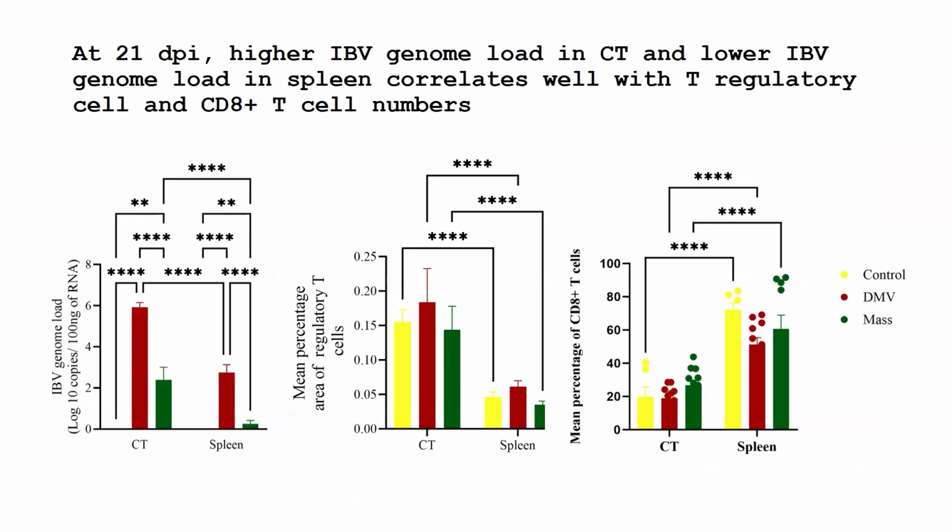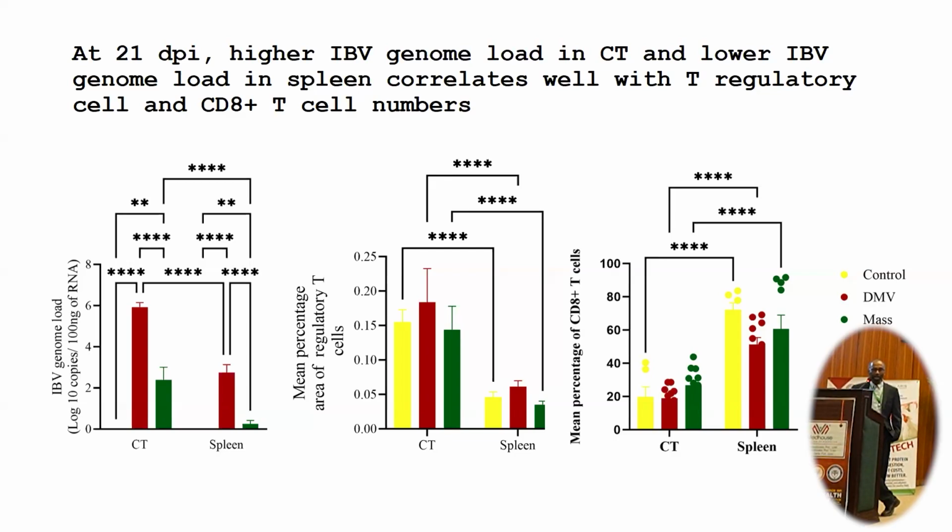We wanted to find some correlates of IBV persistence in the cecal tonsils, and we found the T regulatory cells are higher in the cecal tonsils when compared to the spleen. And the CD8 positive T cells are comparatively lower in the cecal tonsils when compared to the spleen. So that nicely fits into the story of higher viral persistence in the cecal tonsils.